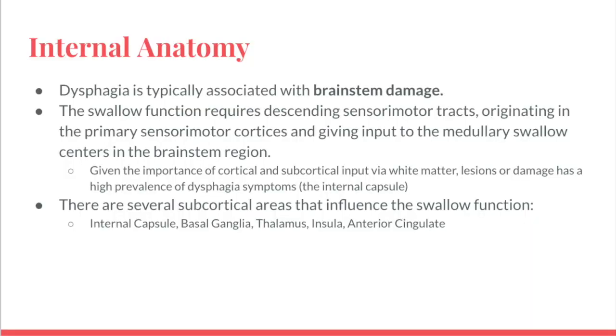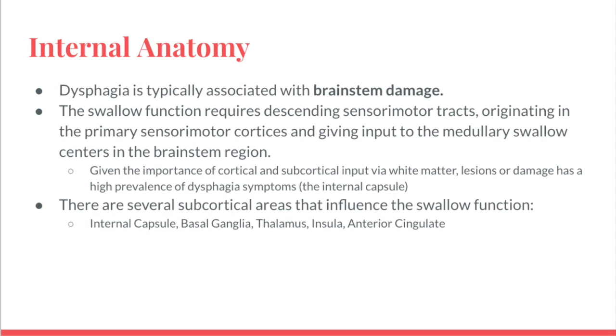I will be covering the internal anatomy of oropharyngeal dysphagia. So dysphagia is typically associated with brainstem damage, and the swallow function requires descending sensory motor tracts, which originate from the primary sensory motor cortices and give input to the medullary swallow centers in the brainstem region. Given the importance of cortical and subcortical input via the white matter, lesions or damage have a high prevalence of dysphagia symptoms, which occur in the internal capsule.